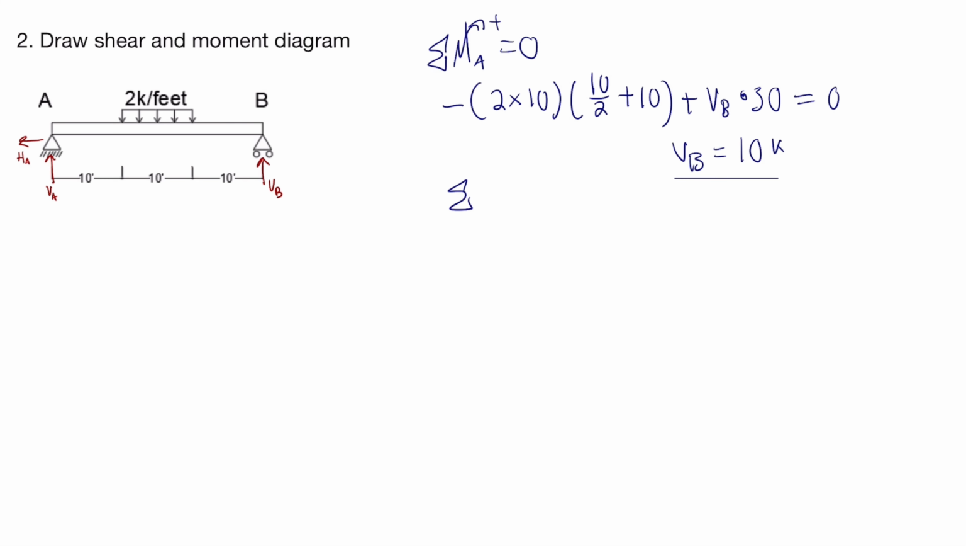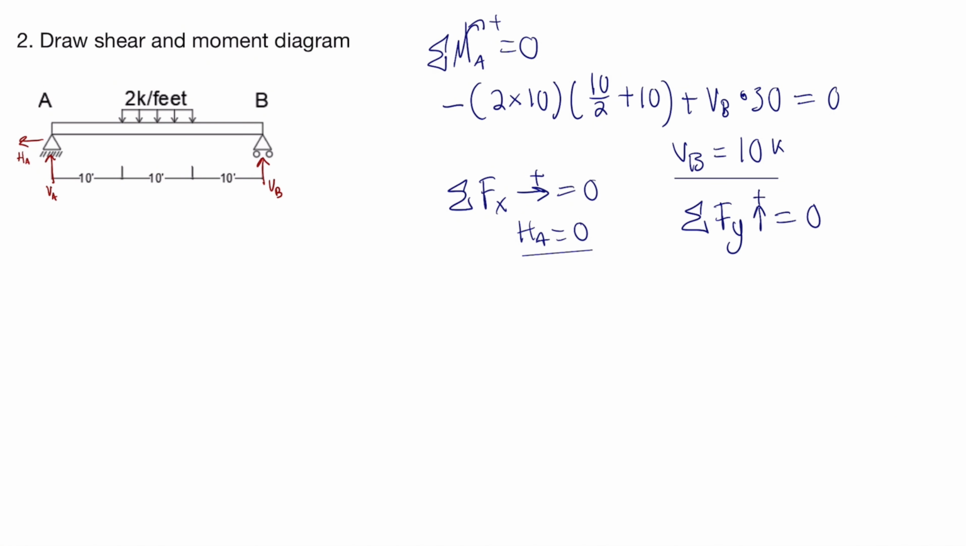Then we can also do the sum of forces in the x direction, with right being positive. And we see that the only horizontal force is HA, so that means HA is equal to 0. And then lastly, we will do the sum of the forces in the y direction with up being positive and set it equal to 0.